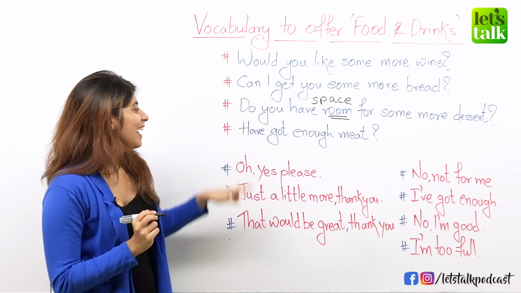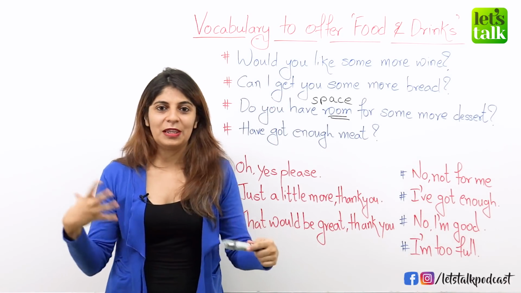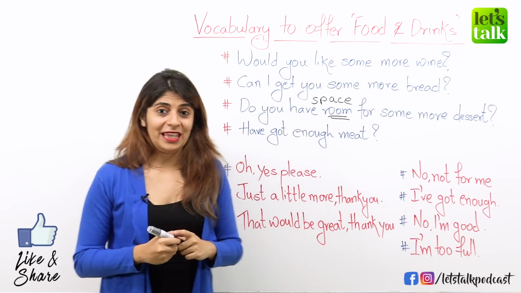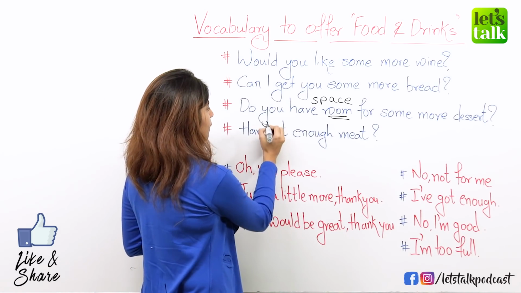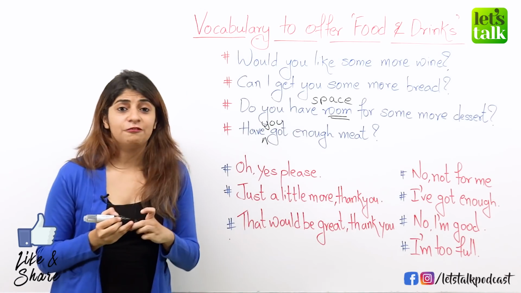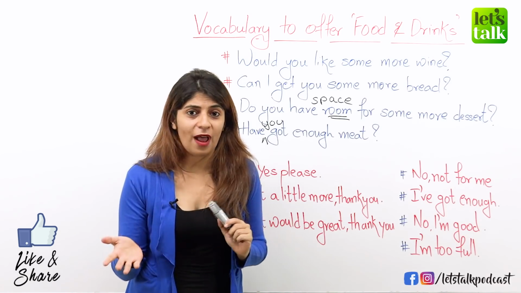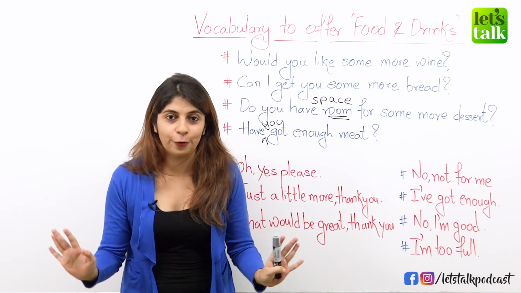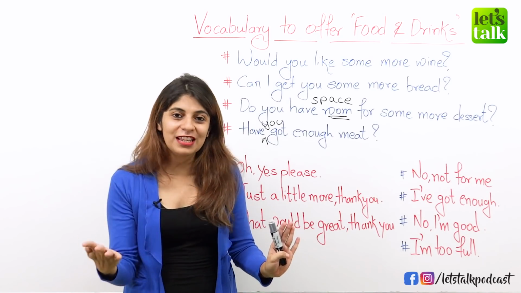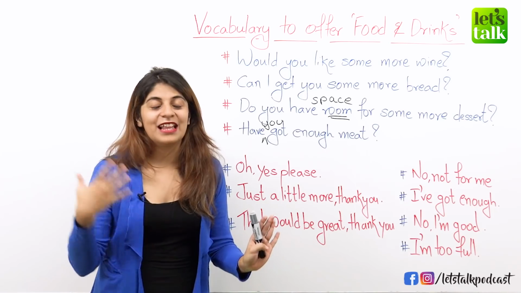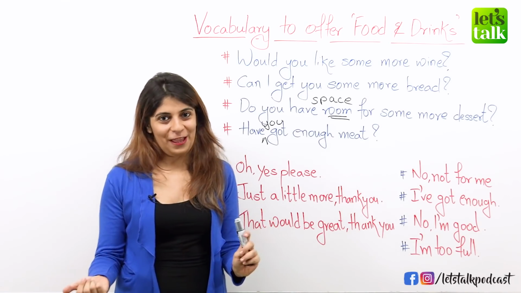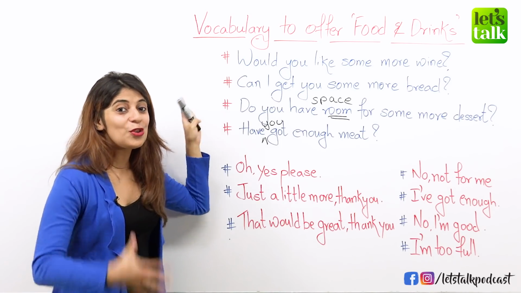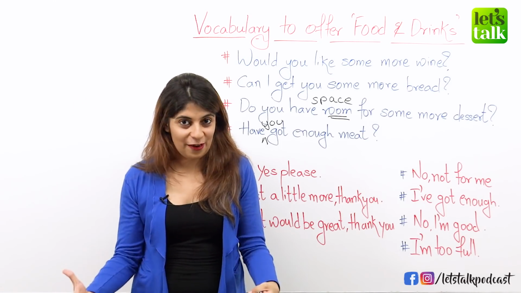And then the last question that people usually end up asking is, have you got enough meat? Have you got enough meat there? Or have you got enough rice there? So you're just making sure that your guest is enjoying the food. And if he or she needs anything else, then you can get it for her or for him. So these are the 4 questions that you would use to offer food and drinks.